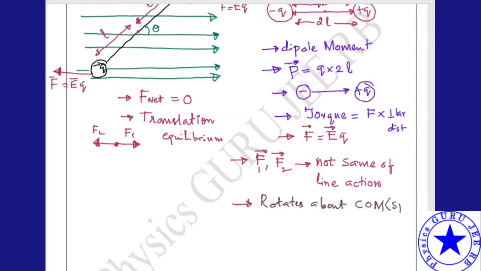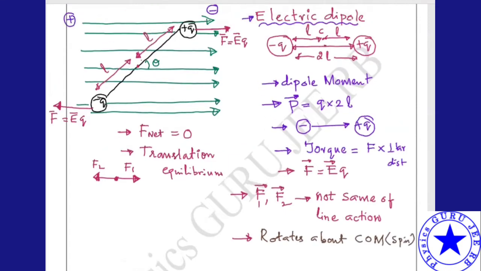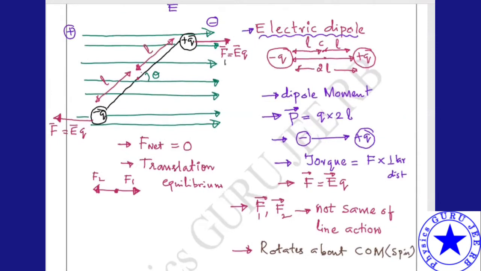Let me take this as F1 and this as F2. F1 tries to rotate in a clockwise direction. So what is the torque? Torque is force into perpendicular distance. Am I right? Let me draw what the perpendicular distance is for force F1. I'll draw one line here, and one more line here. This is L.